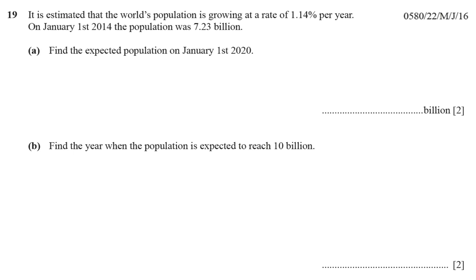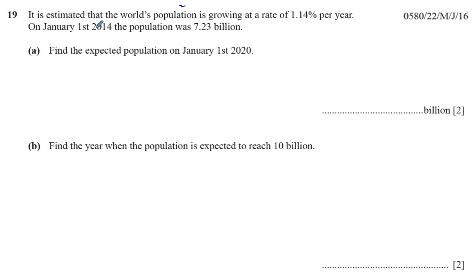Okay, question number 19, May/June 2016, paper 2, variant 2, a question about exponential increase. So it's very much linked to compound percentages or compound interest. We're told that it is estimated that the world's population is growing at a rate of 1.14% per year. On January the 1st, 2014, the population was 7.23 billion. Find the expected population on January the 1st, 2020.